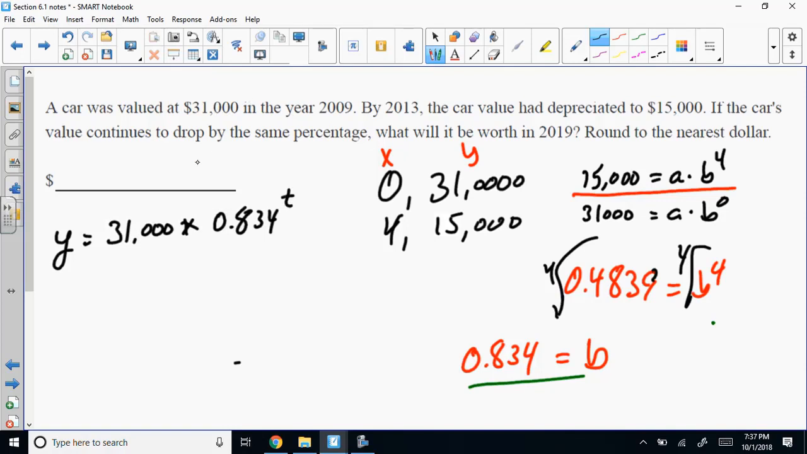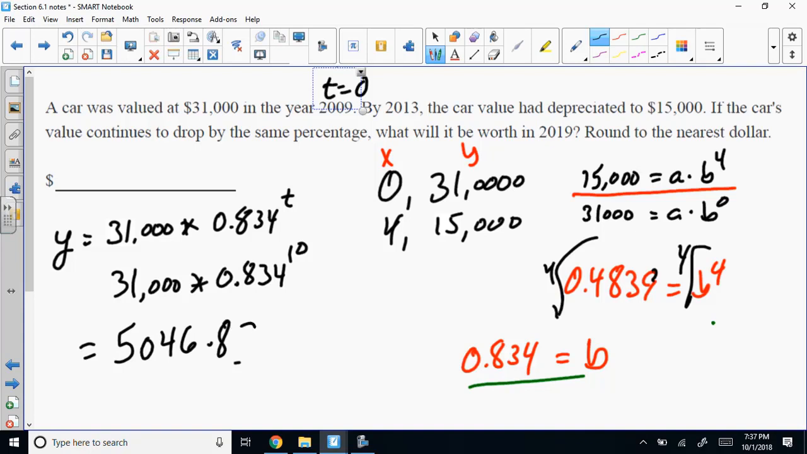Now, this is time equals 0 at 2009. 2019 would be how many years? 10, right? So it'd be 31,000 times 0.834 raised to the 10th. Round to the nearest dollar. So that would be what? 5,047. That's what I got.